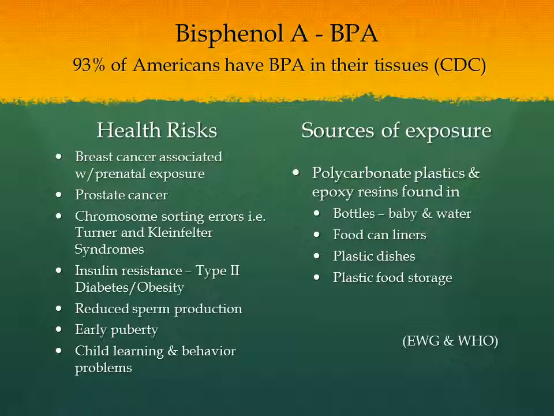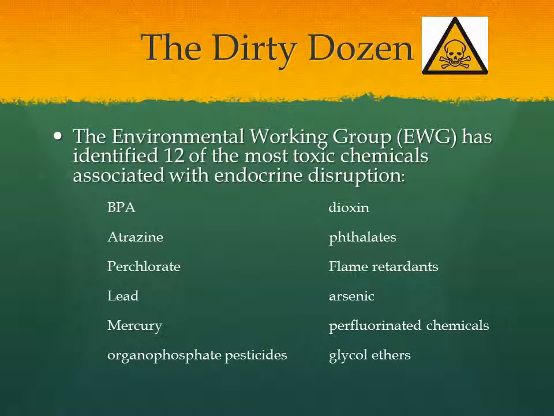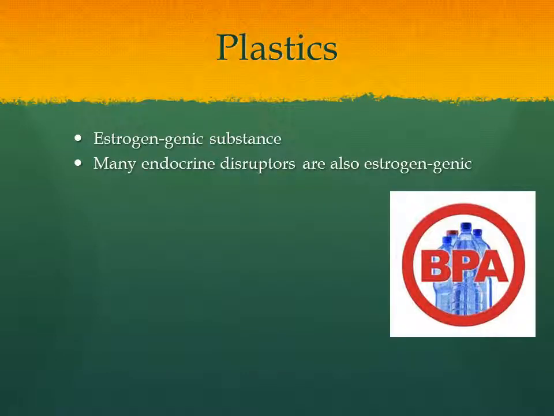Listed here is the Dirty Dozen. The Environmental Working Group has identified 12 of the most toxic chemicals associated with endocrine disruption. And on this list are two that plastics are included in, which are BPA and phthalates. BPA and phthalates can become estrogenic once inside the body. This can have profound generational effects.